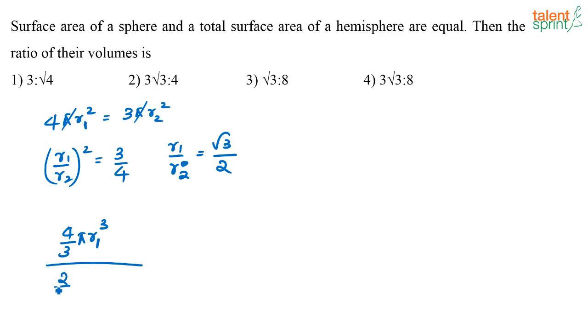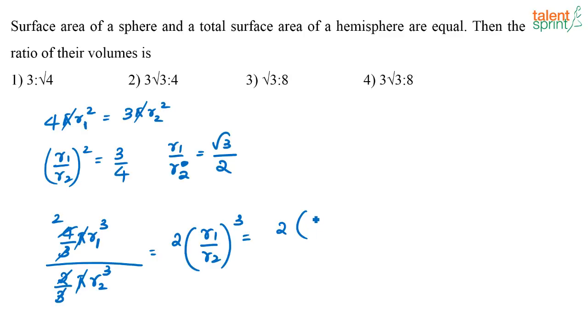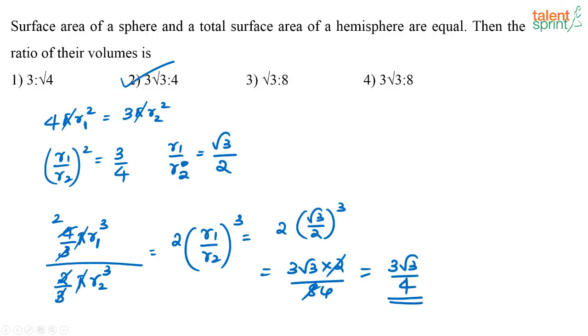Now what is the volume of a hemisphere? 2 by 3 pi r2 cube. Now I have to find out this ratio. So this pi gets cancelled, 3 get cancelled. So I have 4 by 2, which is again 2. So 2 into r1 by r2 the whole cube, that is equal to 2 into root 3 divided by 2 the whole cube, that is equal to 3 root 3 into 2 divided by 8, or 3 root 3 divided by 4. So the correct answer is option 2.